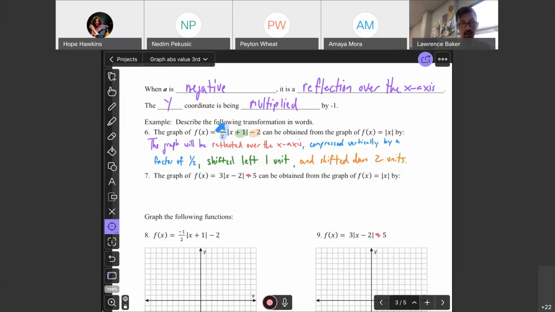People look at that and say, "Hey, I got a -1/2." You're really going to be a lot better off if you don't think of this as a -1/2. You think of it as a negative that has its own job, and then you think of it as a 1/2, which has its own job. We say it at the same time, -1/2, but it's two separate things. We can't compress something vertically by a factor of -1/2. It doesn't happen. The negative has its own job, which is reflecting. The 1/2 has its own job, which is compressing.